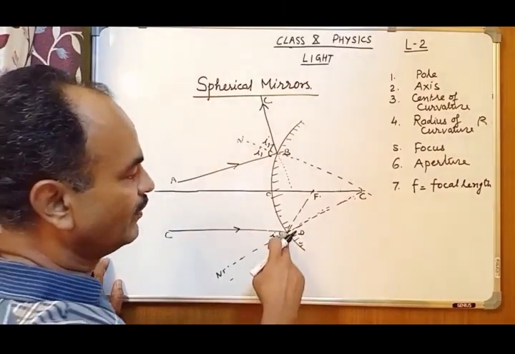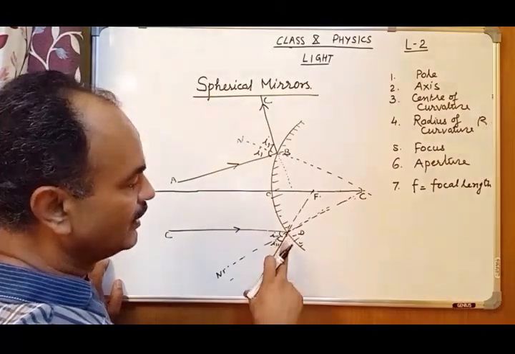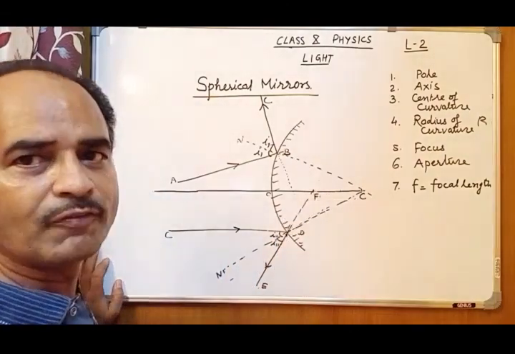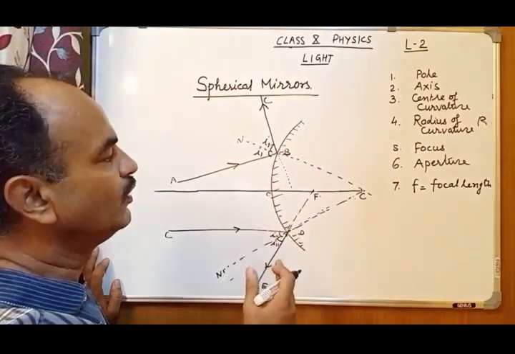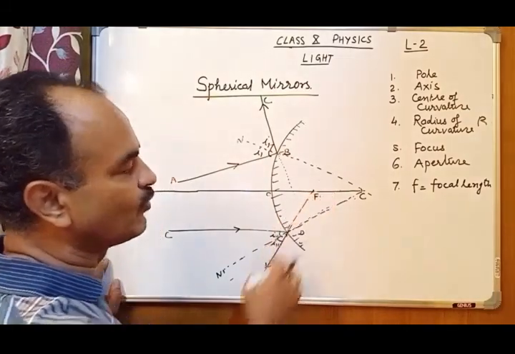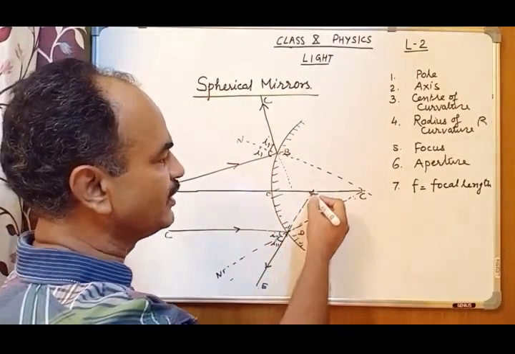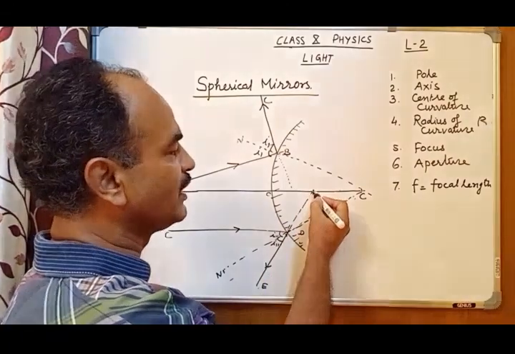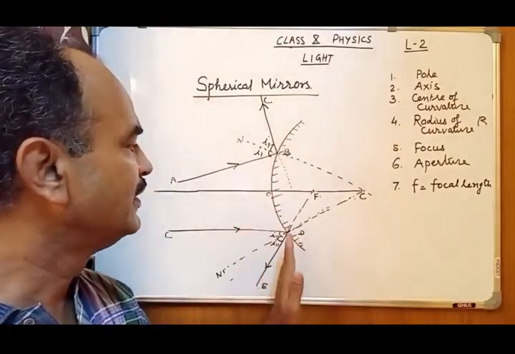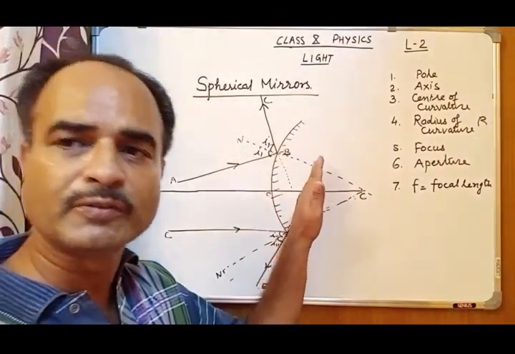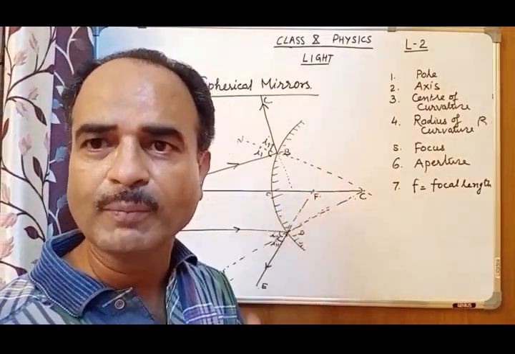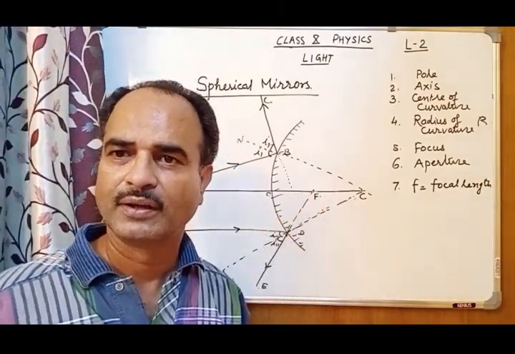But this reflected ray will seem to be coming from the point focus. If we look in the backward direction, it will appear as if this ray is coming from the focus. So when this ray is extrapolated to the principal axis, it meets at a point which is known as the focus. This is how a parallel ray incident on a convex mirror gets reflected, and when extrapolated backward, it meets the principal axis at a point known as F, the principal focus of the convex mirror.